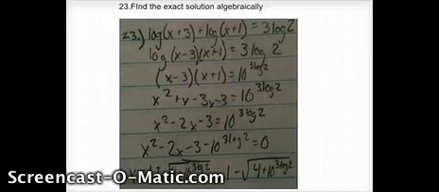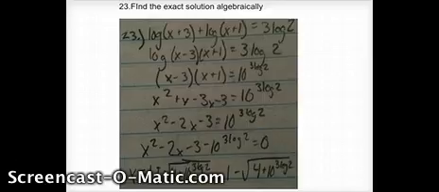Then you're going to use the definition of common logarithms, and you get x plus 3 times x plus 1 equals 10 to the power of 3 log 2. Then you're going to expand the equation to x squared plus x plus 3x plus 3 equals 10 to the power of 3 log 2. And you're going to simplify this to x squared plus 4x plus 3 equals 10 to the power of 3 log 2. Then you're going to move all the terms to one side, and you end up with x squared plus 4x plus 3 minus 10 to the power of 3 log 2 equals 0.